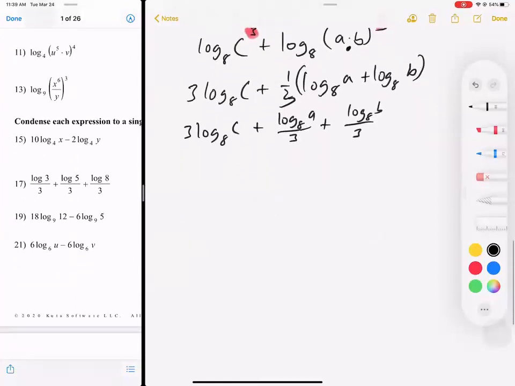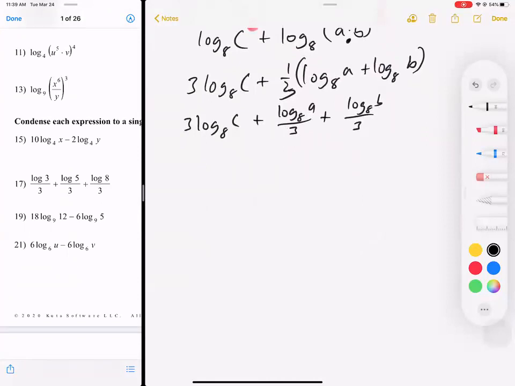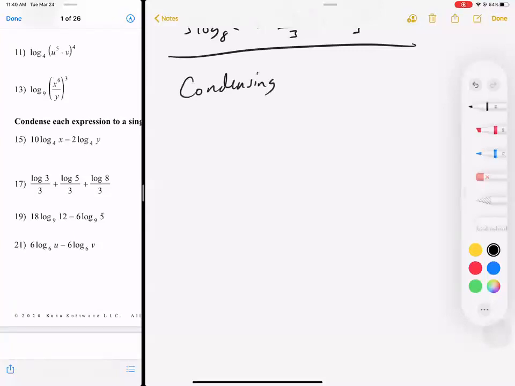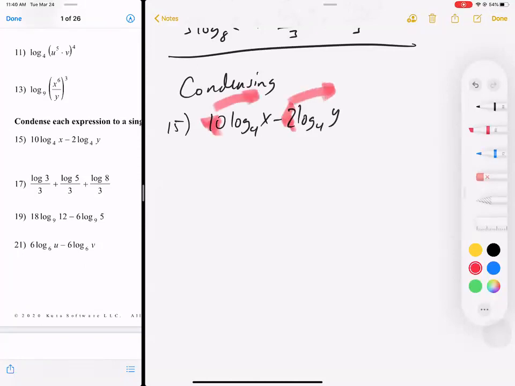Okay, let's finish up our last couple examples. Condensing means we're rewriting as one large log. So we're condensing. And these problems can be pretty quick, maybe a minute, 2 minutes. Number 15 goes 10 log base 4 of x minus 2 log base 4 of y. Where does this 10 go? Where does this 2 go? If they're in front of a log, it's because they originally were from the exponent. Log base 4 of x to the 10 minus log base 4 of y to the 2.